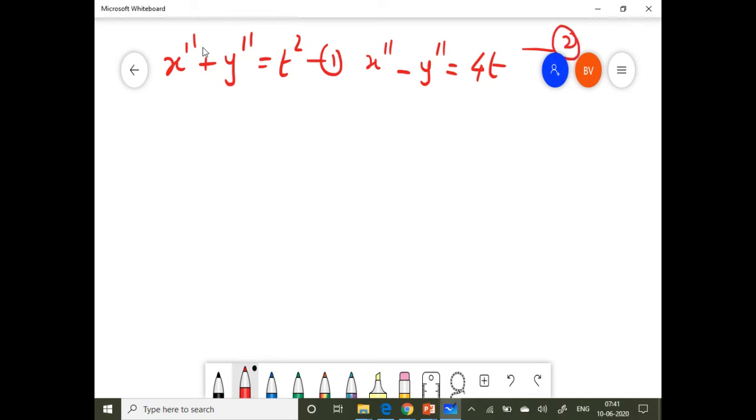When you see the equation 1 and 2, when you add these equations 1 and 2, y double prime can be eliminated, isn't it? And we can solve x double prime, find x, then substitute in any of the equation to find the y value. Initial conditions: x of 0 is equal to 8, x prime of 0 is equal to 0. Here y of 0 is equal to 0, y prime of 0 is equal to 0. Let's start solving this problem.